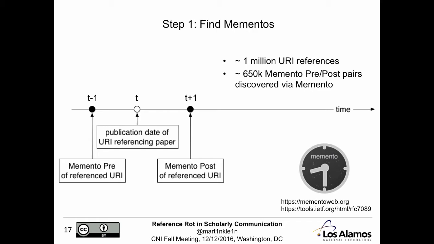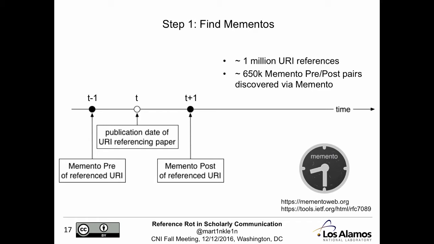And we obtain a memento, an archived copy of that URI, created after the article was published, at time t plus 1. So now we really have this surrounding time interval around the publication time of the article, and we look for what we call memento pairs, a memento pre and a memento post. Pre was created previous to the publication of the article, and post was created after publication.